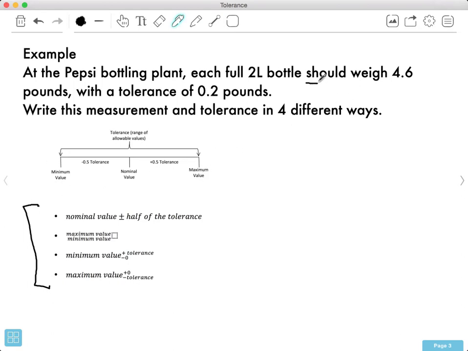The bottle should weigh 4.6 pounds. What that means is, and I'm going to make this chart over here again, the nominal value, what we want it to be, is 4.6. And the tolerance is 0.2 pounds. Now it's important to note that the tolerance is this full distance. So I don't go up 0.2 pounds. We'll get to that in a second. This whole distance is 0.2 of a pound.